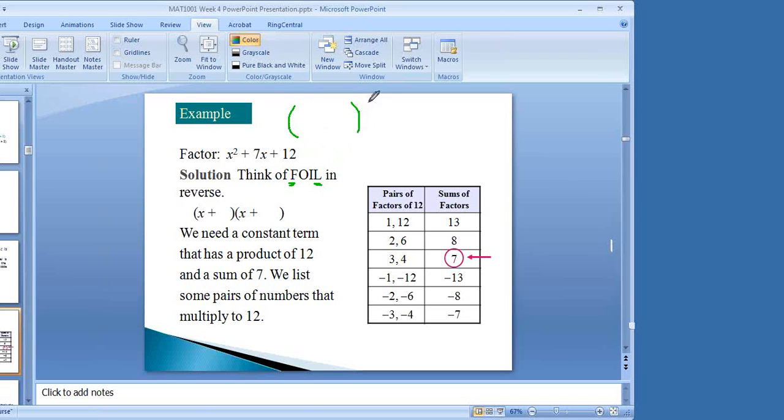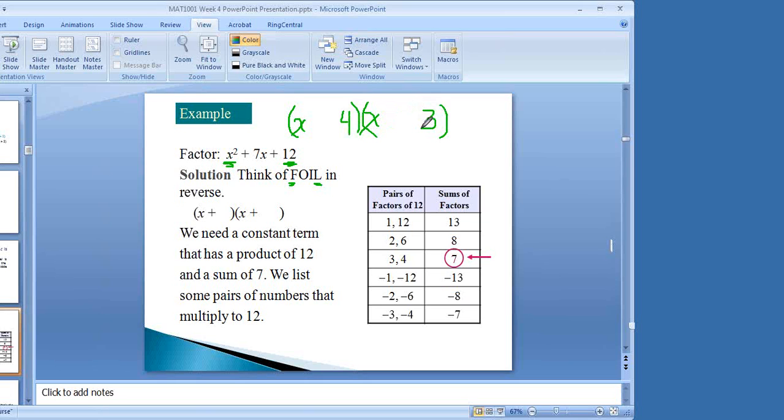First of all, do I have a greatest common factor? And in this case, I don't. So now I'm going to try reverse FOIL. So what times what is x squared? I'm going to try x and x. That takes care of this term. Now think last. What times what is 12? I kind of see the answer below, but you can see all those possibilities in that chart. So 4 and 3. Okay? 4 times 3 is 12.